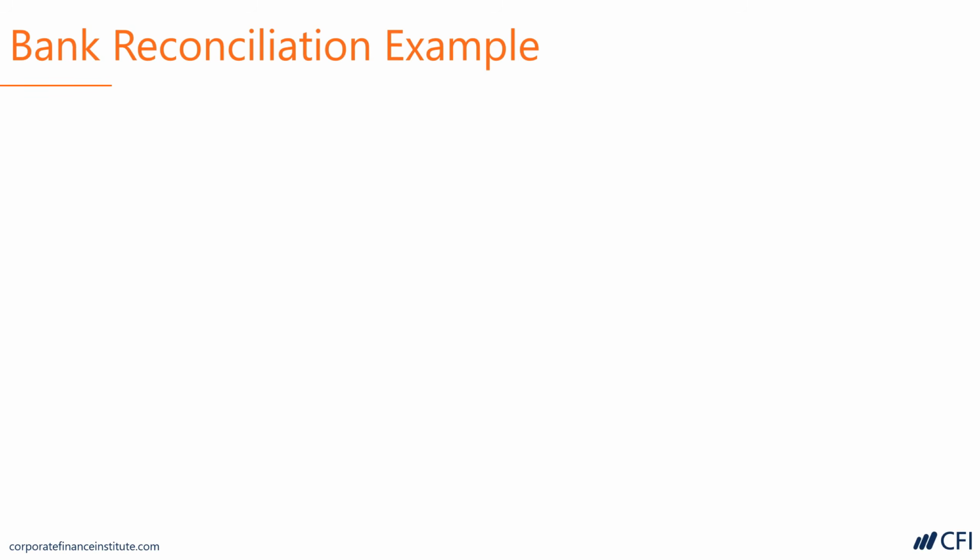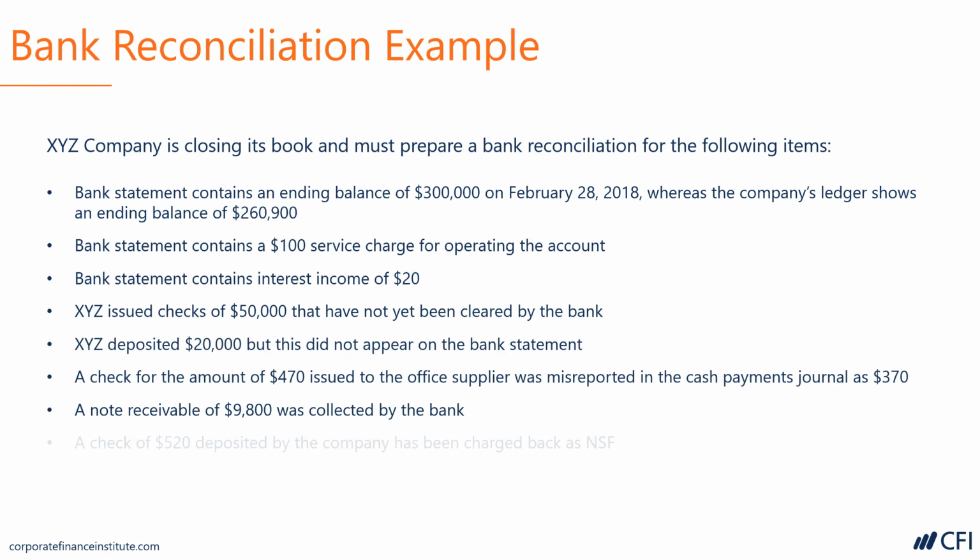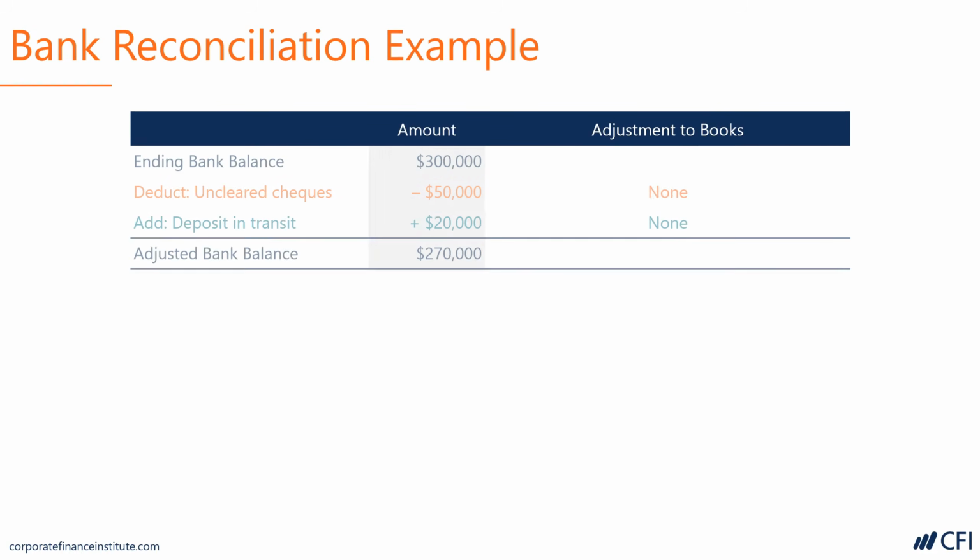Let's look at an example together to really make the point. Here is a series of information about a company. We are going to take all of these data points and use them to perform the bank reconciliation analysis. Please note down these numbers if you want to try it on your own. As you'll see in the solution here, we take the ending bank balance, deduct any uncleared checks, add any deposits that are in transit, and we get the adjusted bank balance.